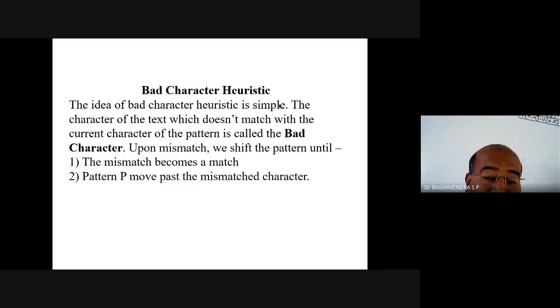Upon a mismatch, what are we going to do? We shift the pattern until one of two cases: first, the mismatch becomes a match, or else the pattern P moves past the mismatched character. So under the bad character heuristic, we follow two cases. The first is, if there is a mismatch, we move the pattern so that there may be a match. The second is to move the entire pattern P past the position of the mismatched character. If I keep on telling this theory, it is a bit difficult, so I will go to the example.